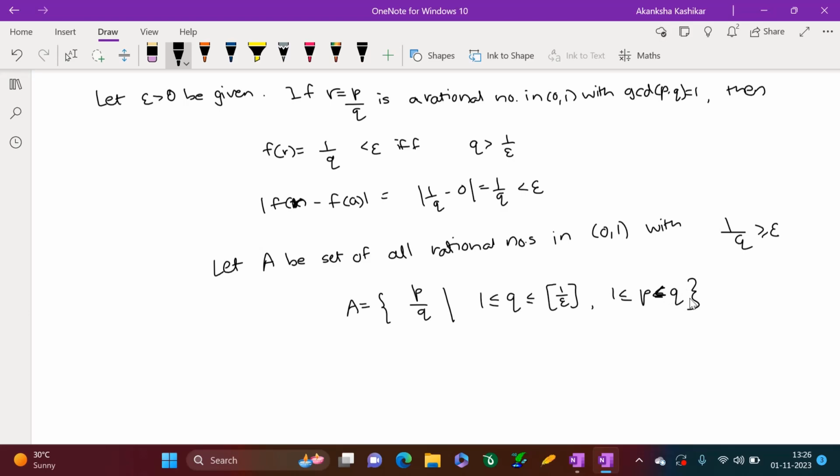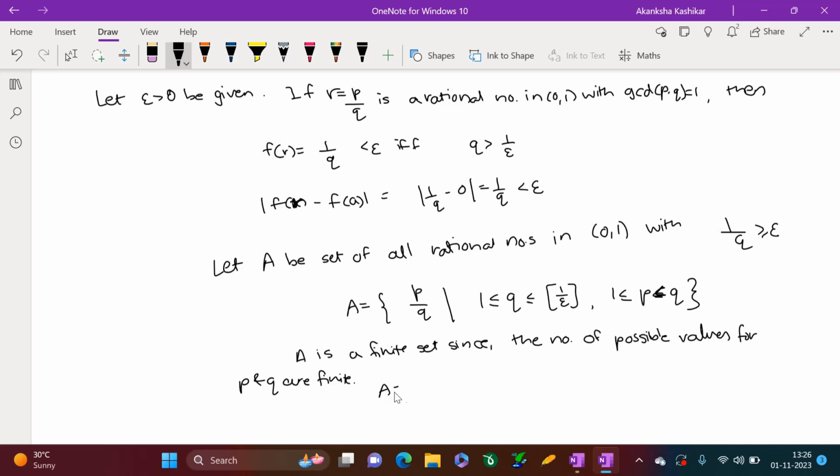This is A. Now, as discussed earlier, A is a finite set, since the number of possible values for p and q is finite. Okay, so A is a finite set. As a result, I can write A as r1, r2 up to some rn.